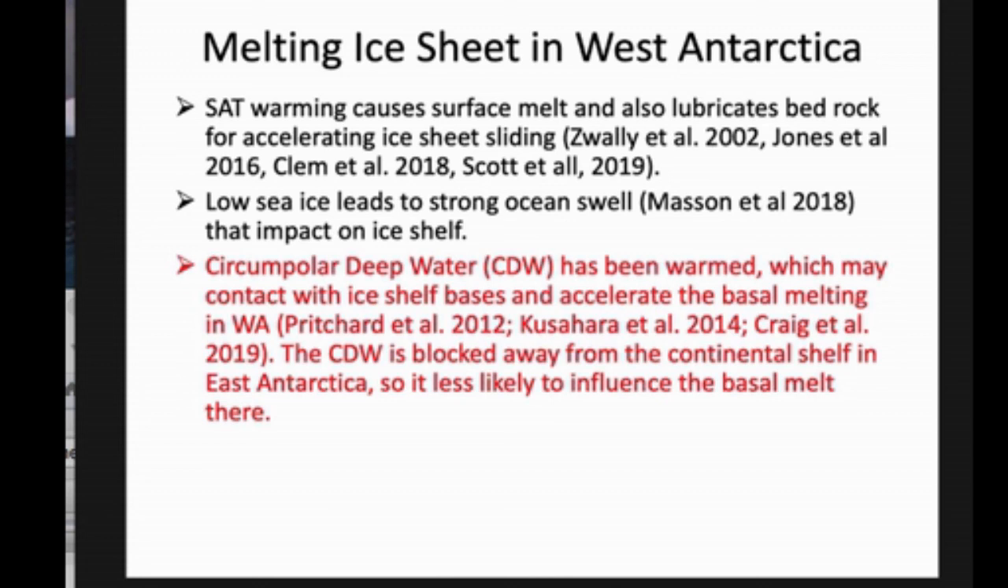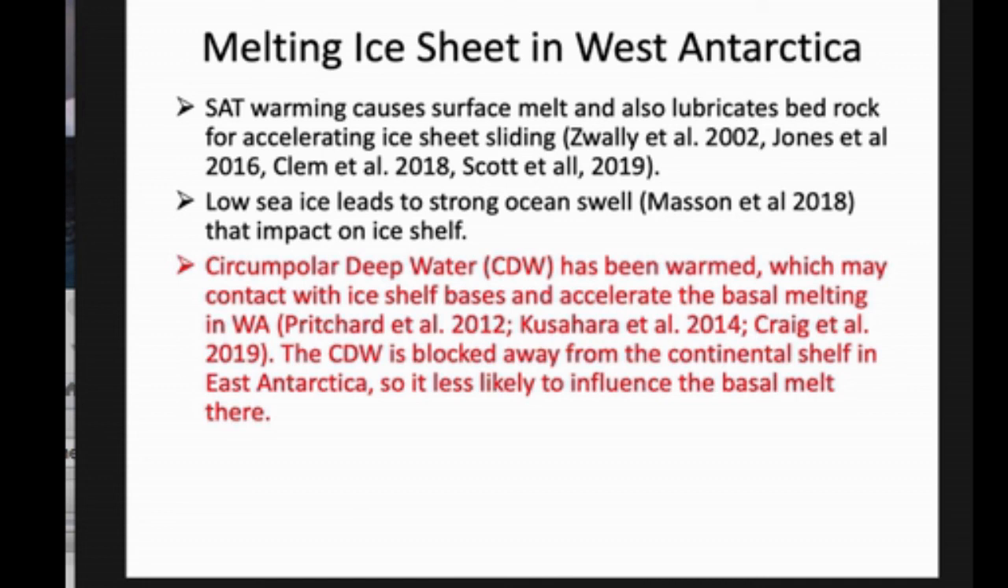And what causes the melting of the Antarctic? It's really surface melt, which reduces the mass and also lubricates the bedrock so the ice moves faster. That's one mechanism. And low sea ice leads to a stronger ocean gyre, not only more heat to the atmosphere, but also more dynamic impact on the ice shelf, so it's easier to melt.